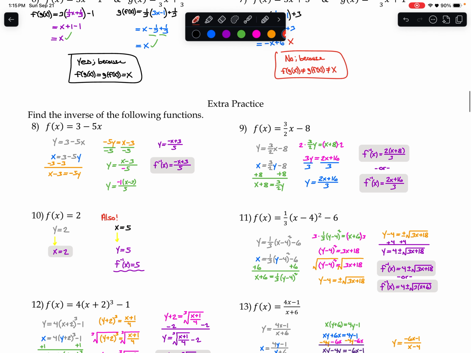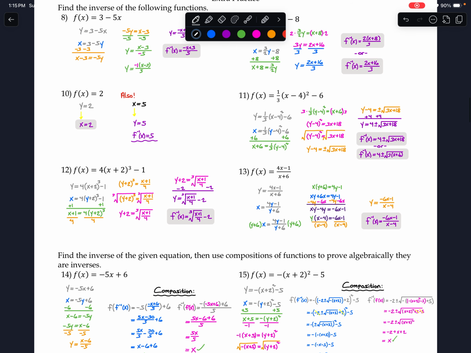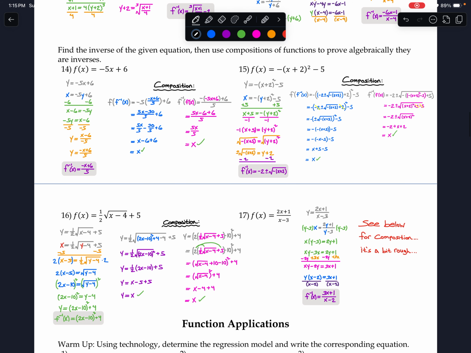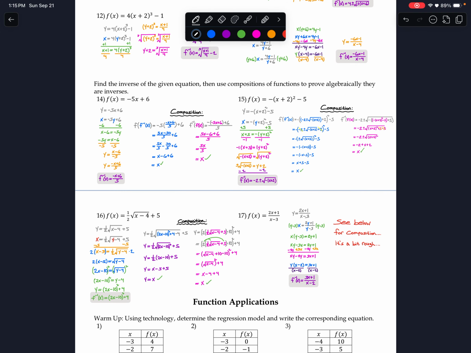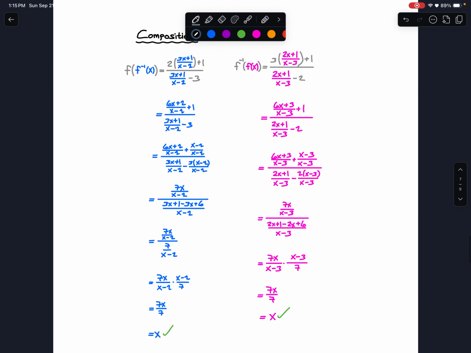All right, and then down here are just some extra practice problems. So I went ahead and just worked them out just to kind of show you what type of inverse questions are fair game on what we could ask you. This is just finding the inverses on 8 through 13. And then you also have 14 through 17 here, where you also have to find the inverse, but then also use compositions to prove that it is going to be an inverse. So for 17, that inverse was a little rough. So I put it down here because there was not enough room, but it does work.